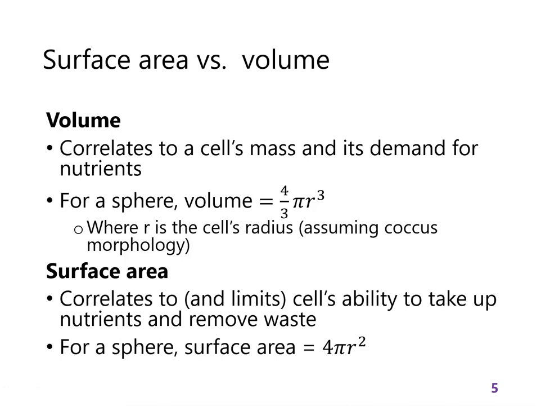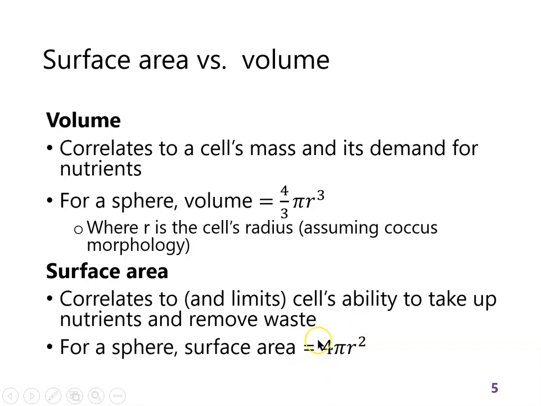Then surface area. What does surface area correlate to? Well, remember that any kind of cell gets nutrients across its membrane. Nutrients have to cross the cell membrane to come in, and waste products have to cross the cell membrane to go out. And in many cases, the cell surface area is going to control how quickly that can happen. It's going to limit how many transport proteins there can be. It's going to limit how much passive diffusion there can be. So the surface area of a cell determines how quickly nutrients can enter and how quickly waste can exit.